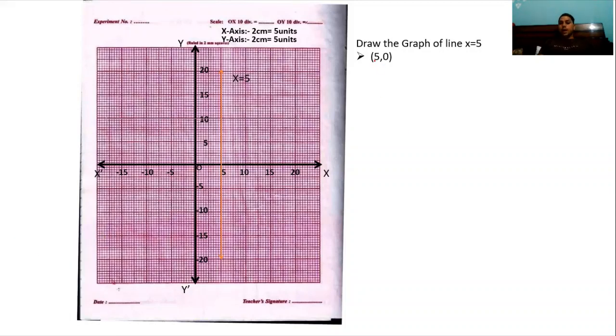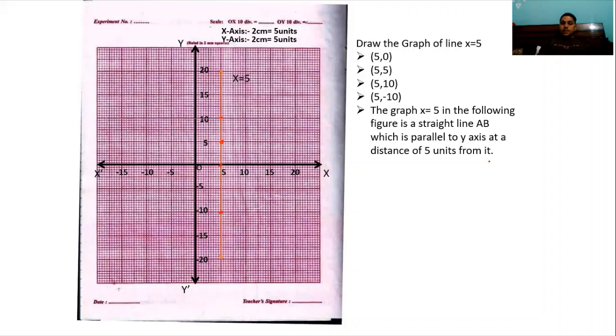So here we have x is equal to 5, which is the same, but the value of y is 0. So the first point is (5, 0). Then for the second point, again we take (5, 5); the value of x remains the same, but the value of y changes. Then another point, (5, 10), and (5, -10). After joining these points, what do we have? We have a straight line parallel to the y-axis, and it is at a distance of 5 units from it.